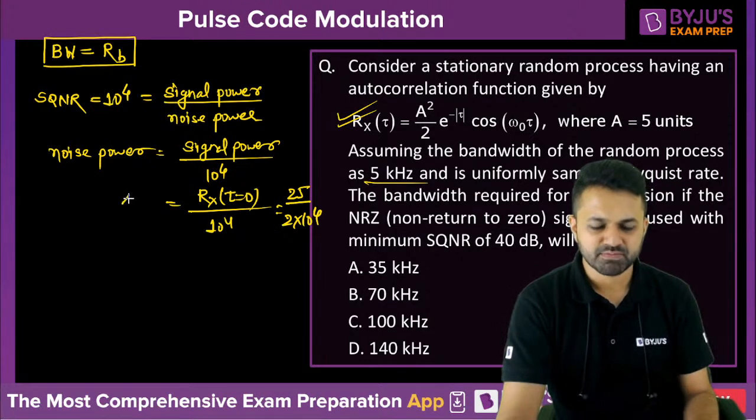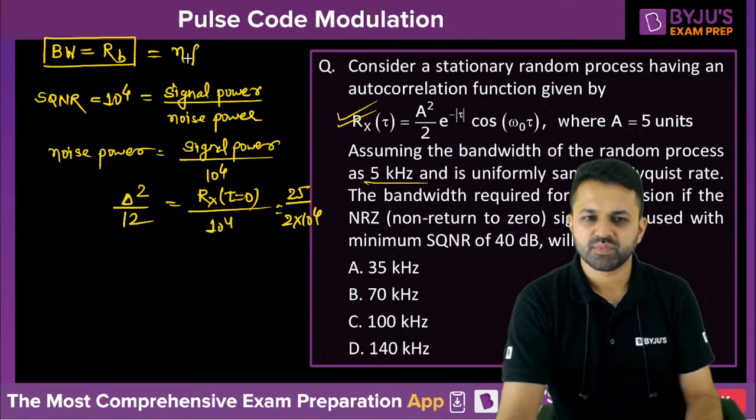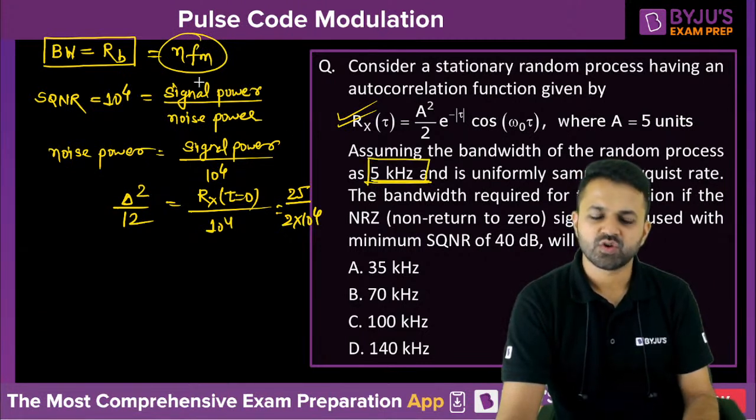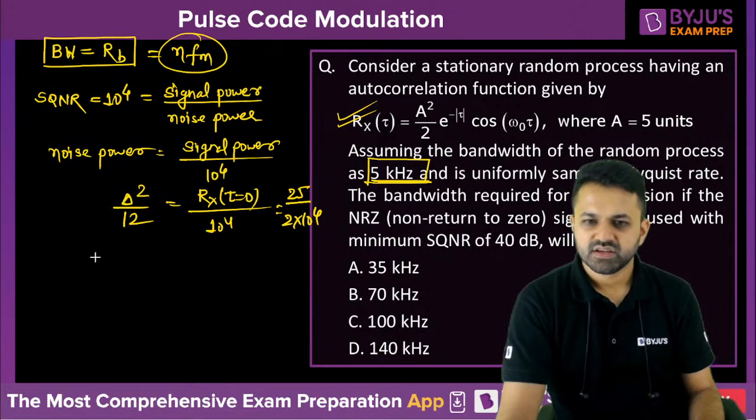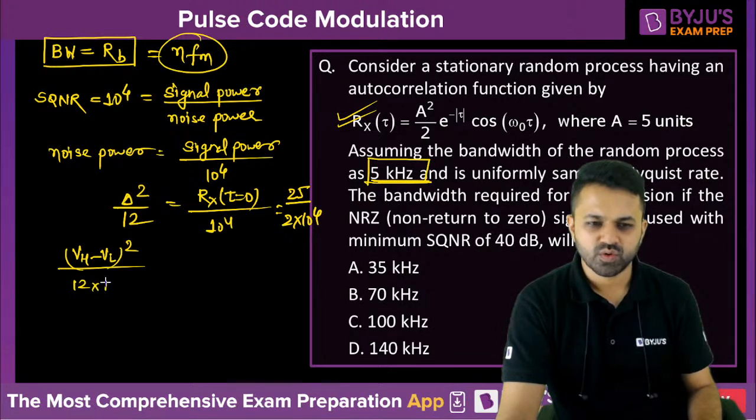So this is our noise power, which is delta squared by 12. Because the bit rate is n into fm, and the message signal has a bandwidth of 5 kilohertz, as given, now we want to calculate the number of bits. So you can see that this is nothing but (VH minus VL) whole squared divided by 12 into L squared is equal to 25.